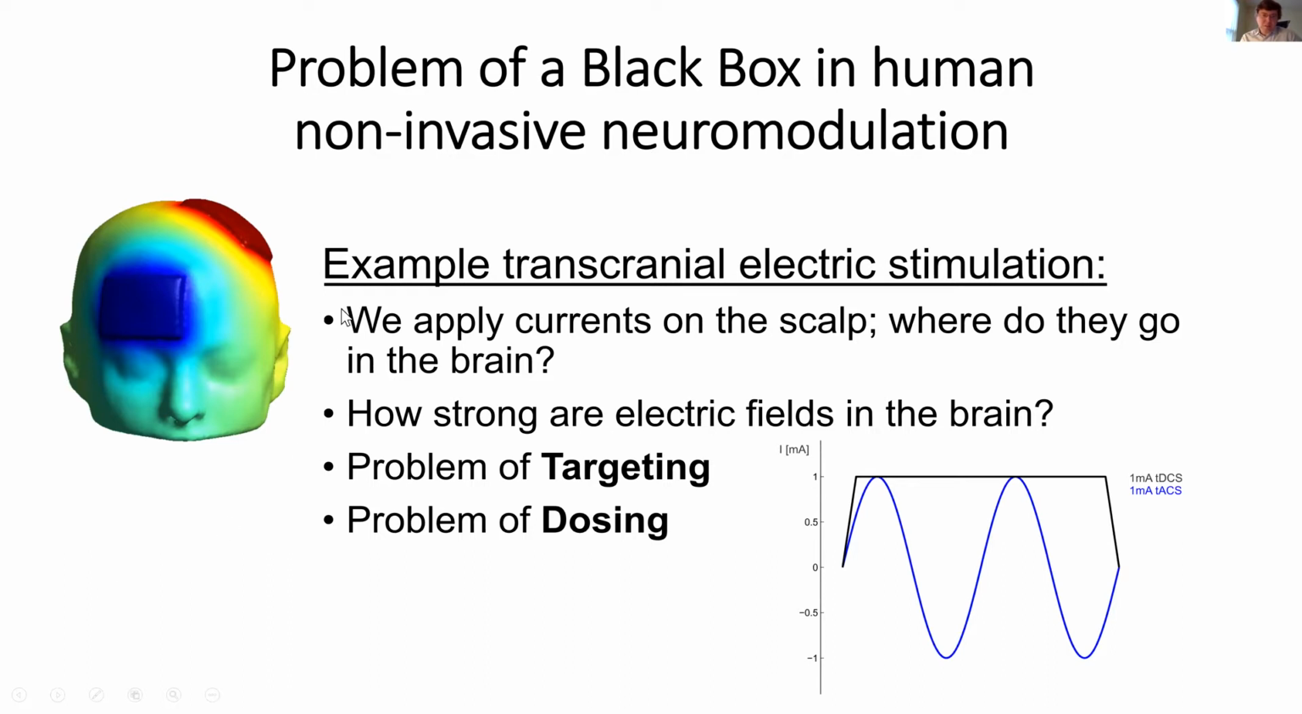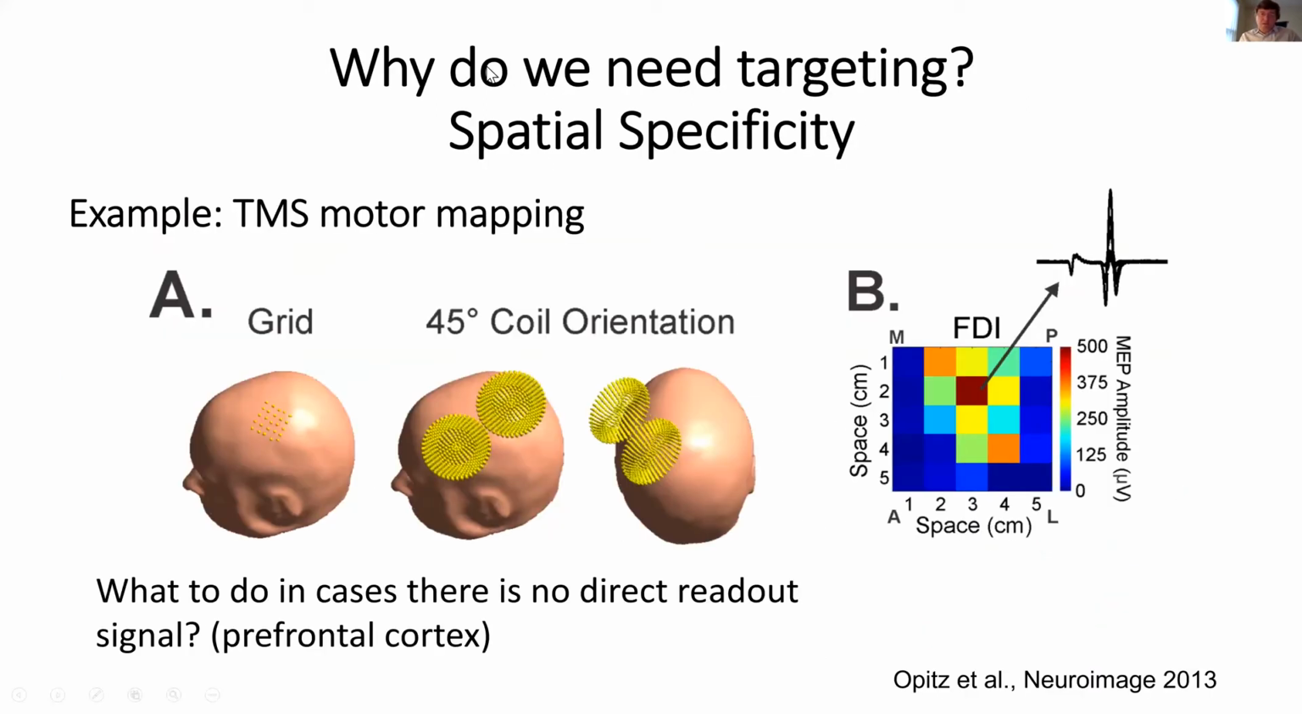And I would say modeling can help shine some light on this problem. We have two main issues we can help address using computational modeling. One is the issue of targeting. I would say talk more about that. Where do electric fields go? And the other issue is dosing. So how strong are those fields? And for example, also directional information. So why do we need targeting with those methods?